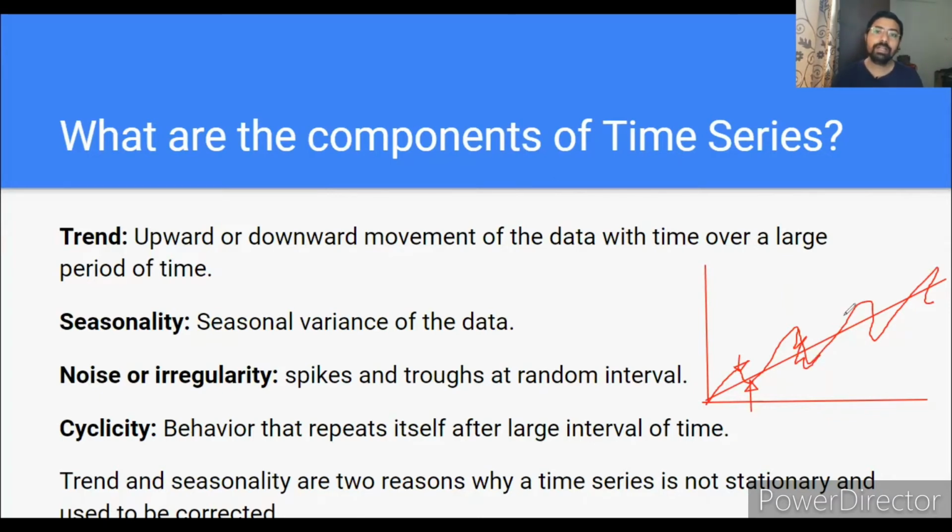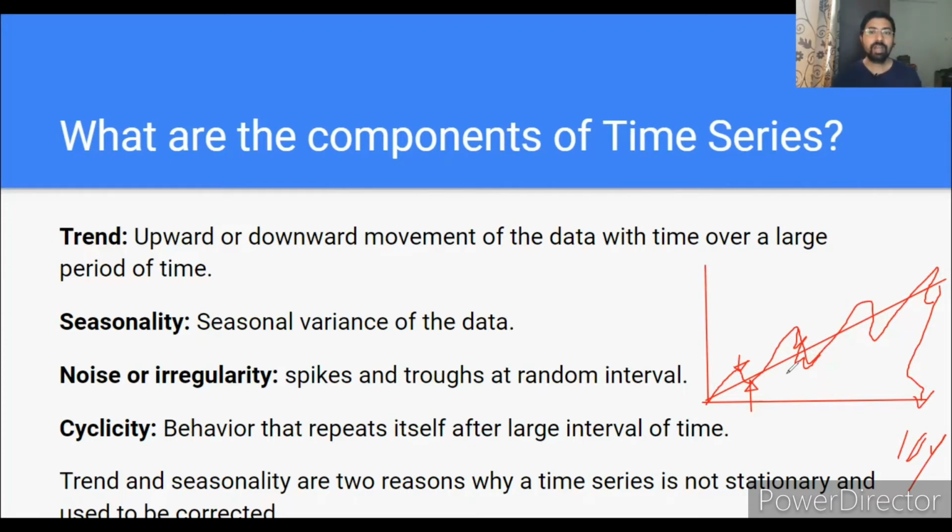Okay, so this is called the noise or irregularity in your data. And the last part is the cyclicity. If any behavior happens over a large period of time, say you have taken the data for 10 years, and then every 2 years or every 3 years there is an increase in the sales, this is called cyclicity.